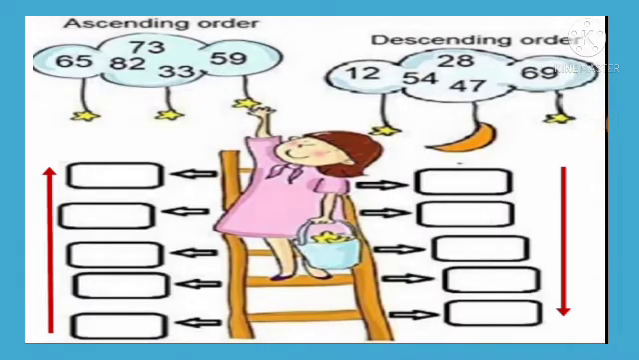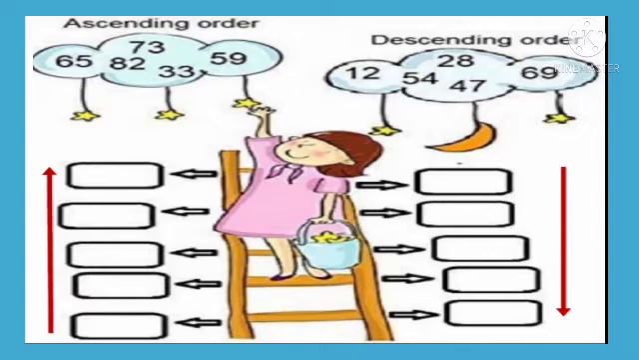Children, here is an example. The numbers given here, we have to arrange the numbers in ascending order and descending order. 65, 82, 73, 33, 59 are the numbers given. Here we are going to arrange in ascending order. We know that ascending order is the arrangement of numbers from smallest to biggest. So here, which number is smallest? Yes, it is 33. 33, 59, 65, 73 and 82 is the ascending order.